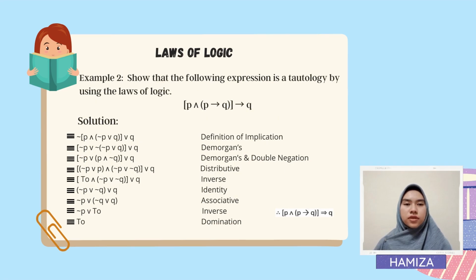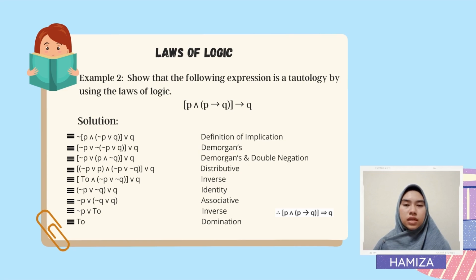To solve this question, first we use definition of implication to change the implies symbol. Then we have negation or symbol. Next, we use De Morgan's because we need to multiply the negation symbol. And again, we use De Morgan's. Next, we use distributive because we have different symbols. So in bracket negation P or P. And then we use inverse because negation P or P we get T0.